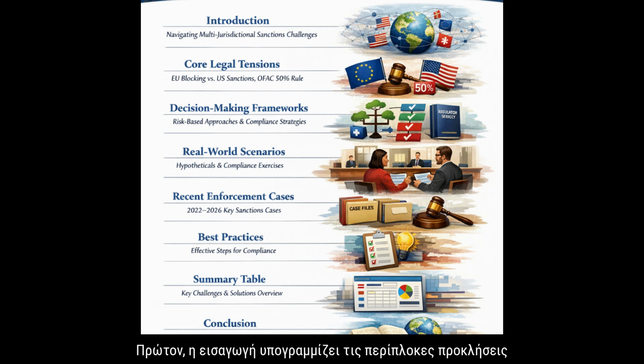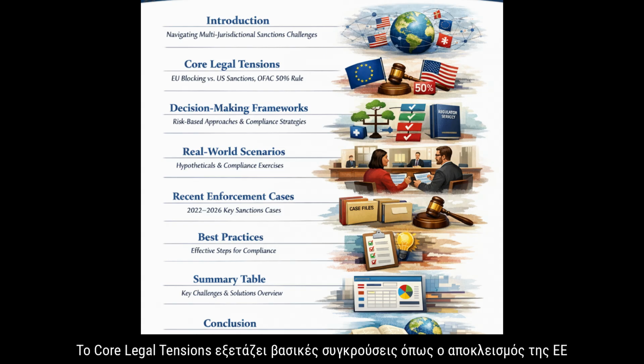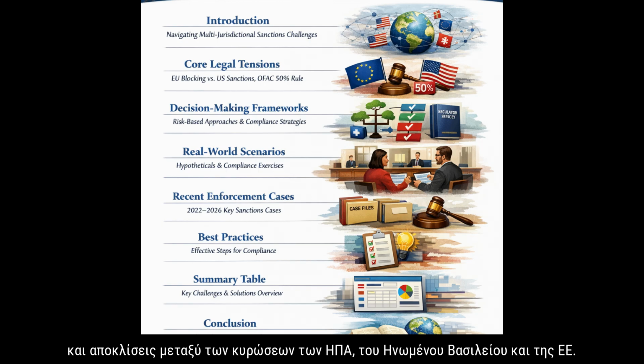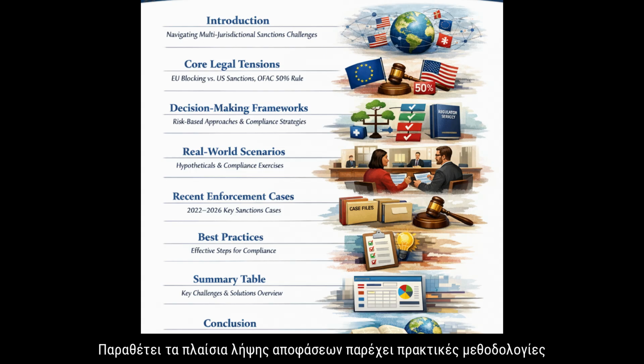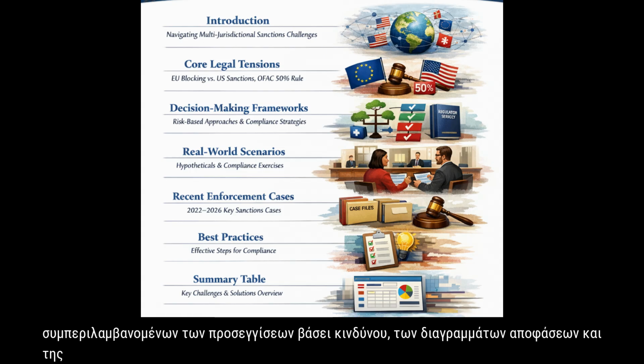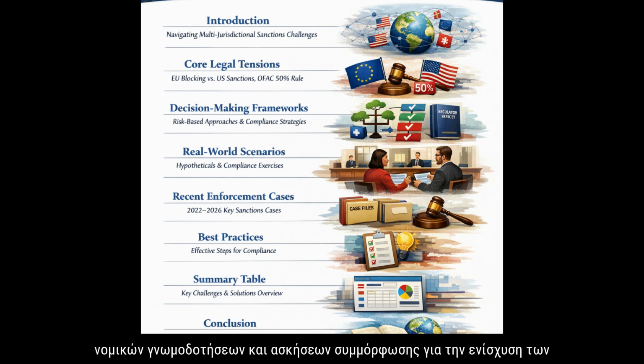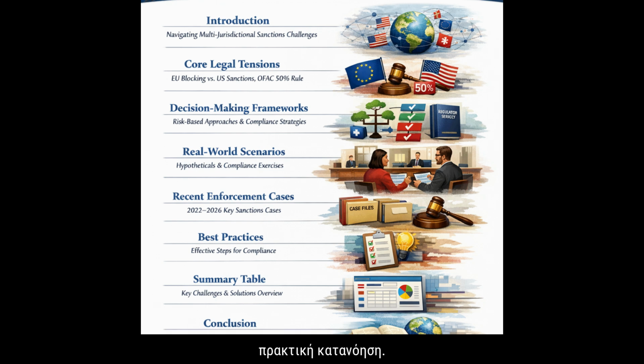First, the introduction highlights the intricate challenges of managing sanctions in a multi-jurisdictional context. Core legal tensions examines key conflicts, such as the EU blocking statute versus U.S. secondary sanctions, the OFAC 50% rule, and discrepancies among US, UK, and EU sanctions lists. Decision-making frameworks provides practical methodologies, including risk-based approaches, decision trees, and reliance on regulatory guidance. Real-world scenarios features simulations with hypothetical fact patterns, legal opinions, and compliance exercises to enhance practical understanding.